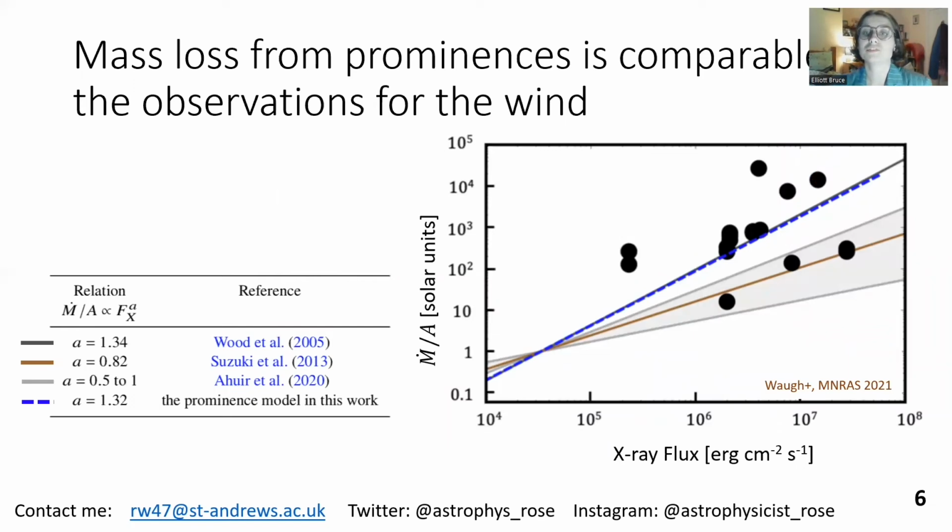So here are the results for these modeled prominences. Like the observed wind values, they also show a lot of scatter. The blue dashed line shows the line of best fit for this work. And the other lines are the relations given from the wind studies in the literature. And the prominences do fit very nicely with the wind relations.